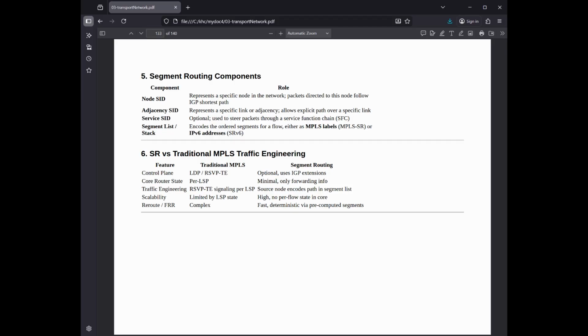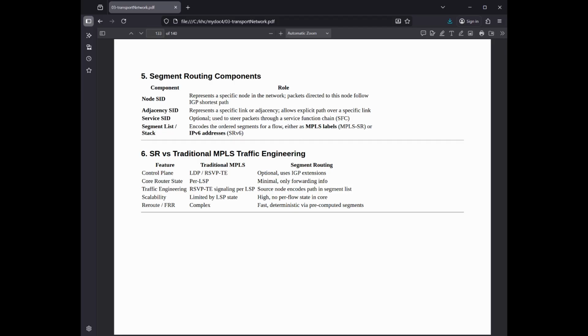Traditional MPLS-TE relies on RSVP-TE, resource reservation protocol. It's like a keep-alive system. Every router along a path must constantly talk to its neighbors to maintain the tunnel. If one router forgets the state, the tunnel collapses. Segment routing does away with RSVP-TE entirely. It uses simple extensions to existing routing protocols, OSPF or ISIS, to distribute labels, SIDs. There is no signaling for specific paths. The path is simply written into the packet header.